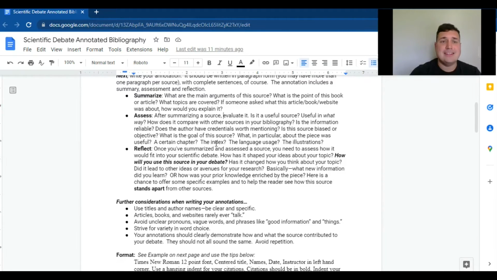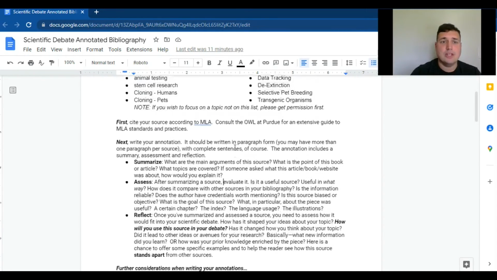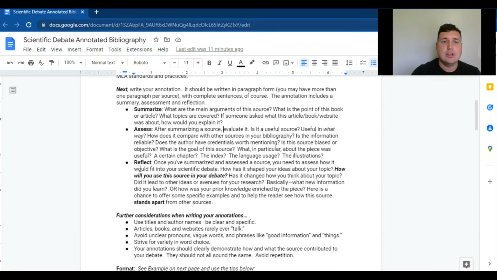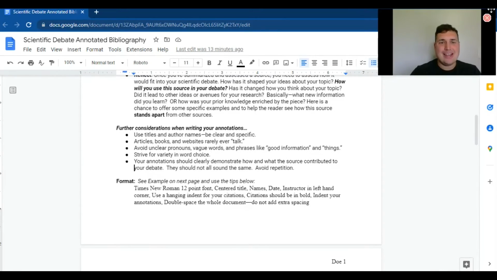So that is the basis there for what we're looking at for our information. We are now looking at the further considerations when writing your annotations, and this format is just reminding students of what we're doing and how we're going to do it, looking at that MLA, but also making sure that their annotations are up to par here.